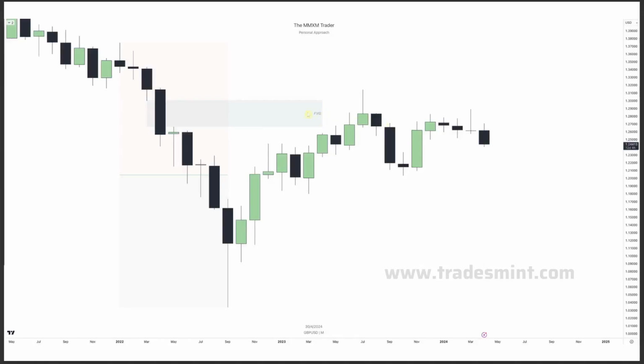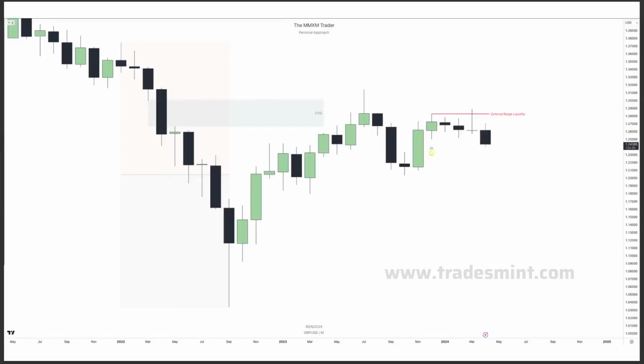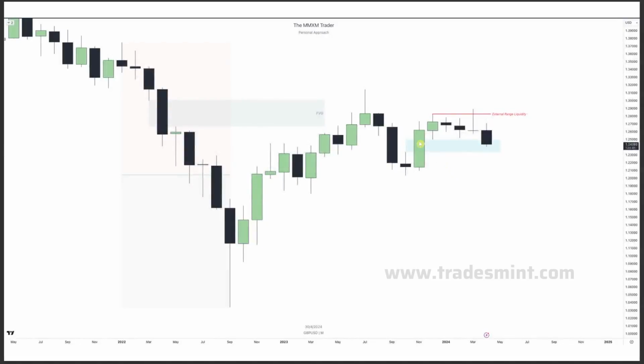Now, in this internal range liquidity pool, we want to see a raid on external. We've got a swing high over here, and then we can actually see this monthly candle raids this external range liquidity. Now, after external range liquidity, what are we going to be looking for? I've got a little eye over here. That is internal range liquidity, right? So if we map out that fair value gap, that is going to be the draw on liquidity after we take out that external range liquidity.